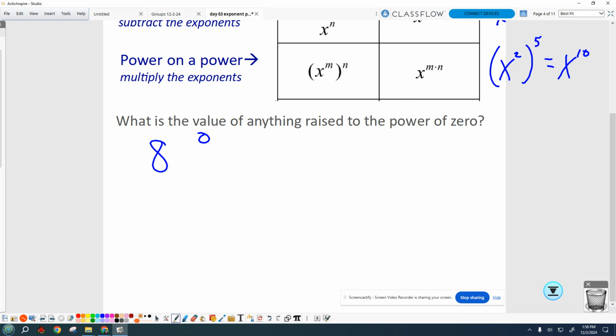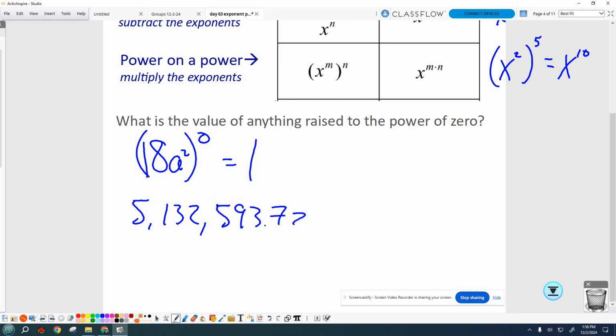Dante, what is 8 to the 0? Stuart, what is 8a squared to the 0? 1. I'm dealing with Shora first. Angel, what's 18a squared to the 0? 5,132,000 593.7 z cubed a squared x to the 0. So clever.